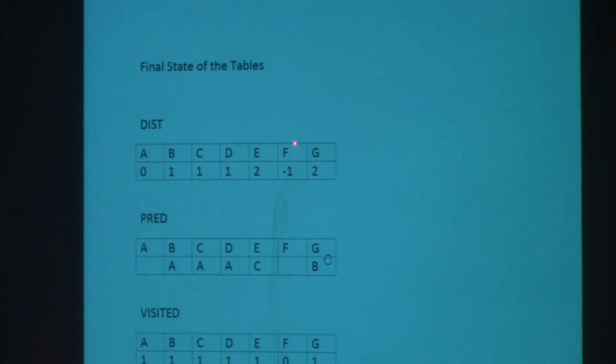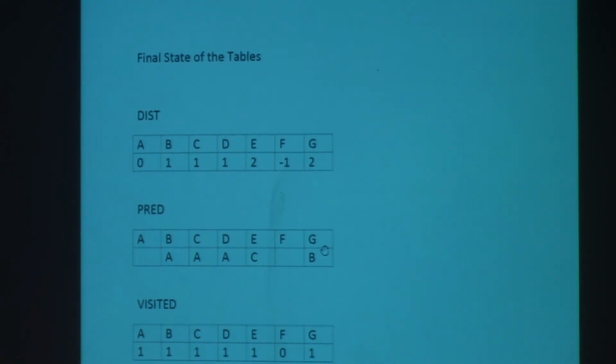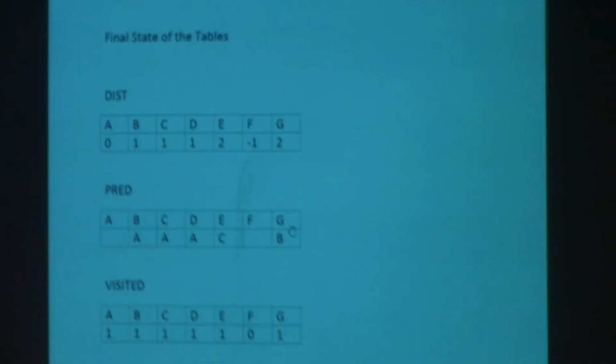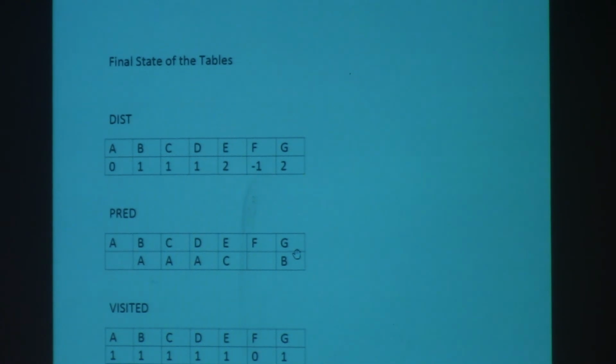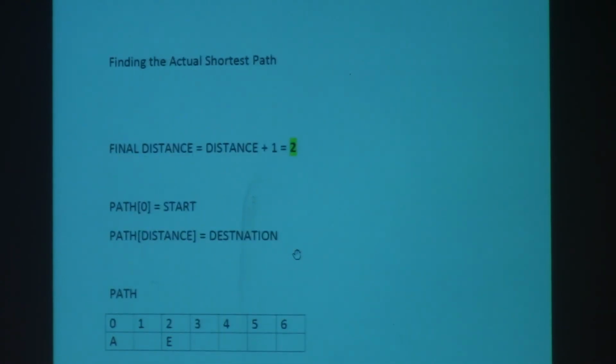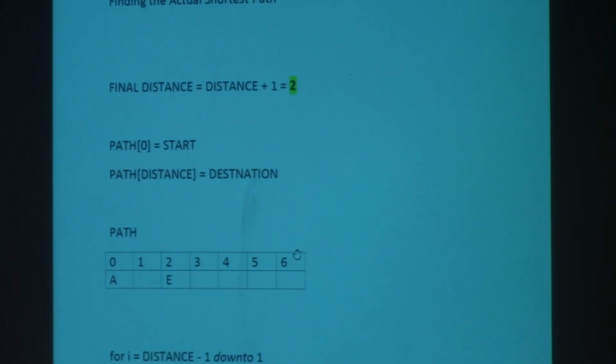So notice that we never made it to F. We visited everything else except for F, I suppose. And this is the predecessors. And notice that 0 means that F has not been visited. So now we're going to do a path table. You can see that the distance is equal to 1. So the distance sets equal to distance plus 1, which makes it equal to 2. And so into the location 2 for the path, we put the destination. Into path 0, we put the start.